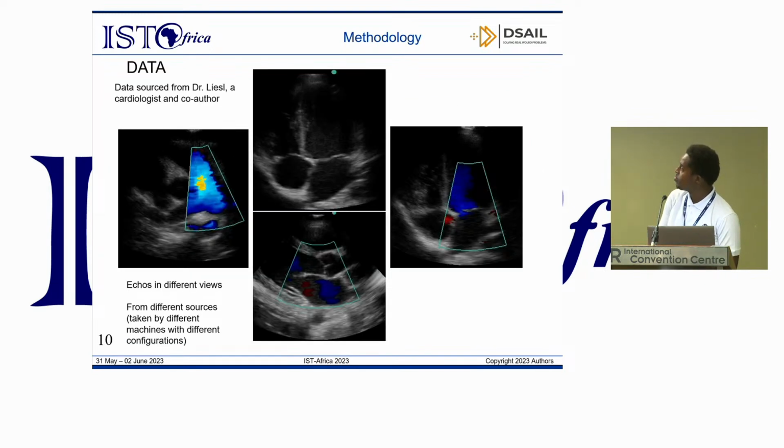This is the data sourced from Dr. Laizul, cardiologist and a co-author. In the data set, you can see different views. In the middle top, there's apical 4 chamber. On the left, there's parasternal short axis. Middle bottom, parasternal long axis. On the right, is the apical four chamber. This data set is collected from different sources, taken at different times from different patients.